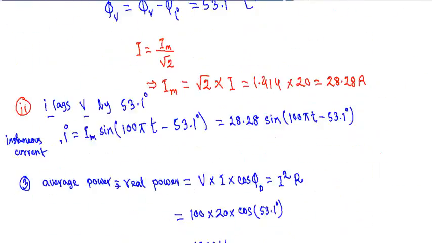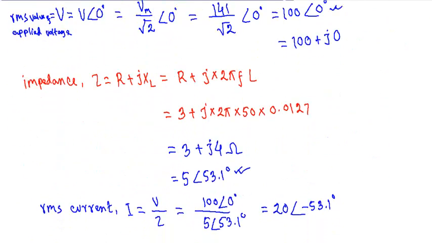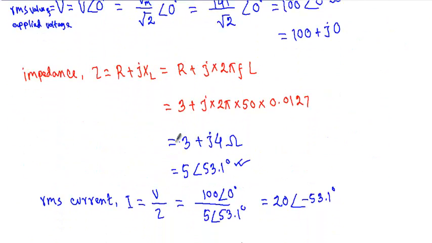See, in point number 5 we have to draw the phasor diagram and the impedance triangle of the series RL circuit. Here we have resistance R equal to 3 ohm and inductance L equal to 0.0127 Henry. Now see, the impedance of this RL circuit is equal to 3 plus j4. So at first I will show you the impedance triangle.